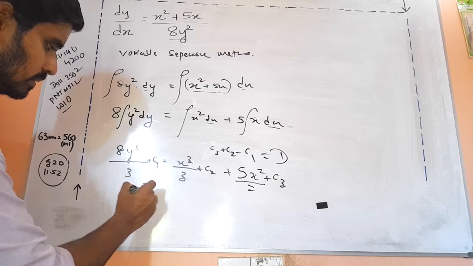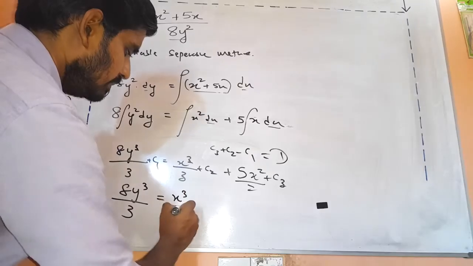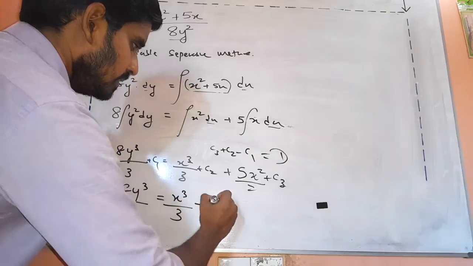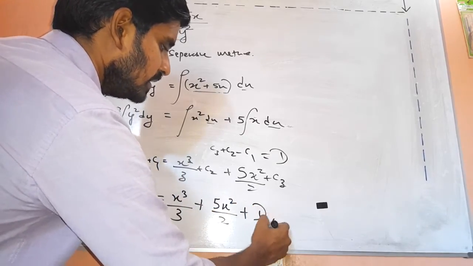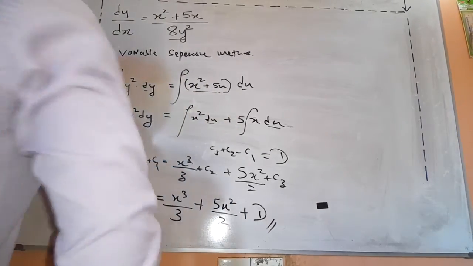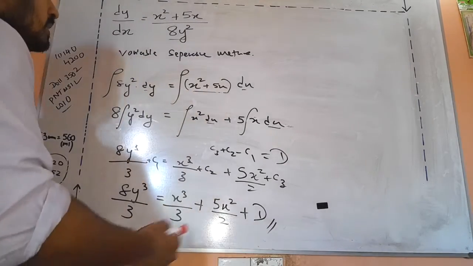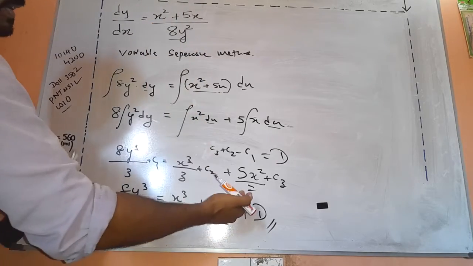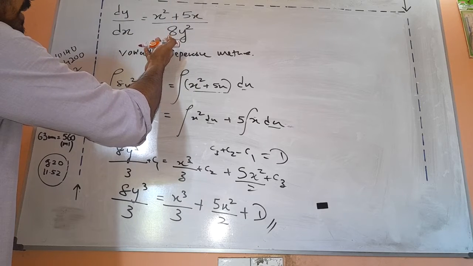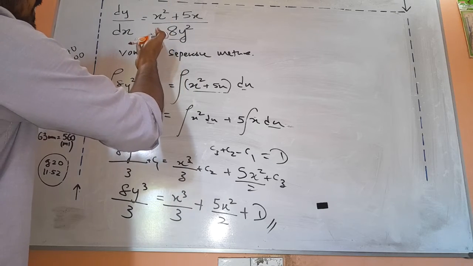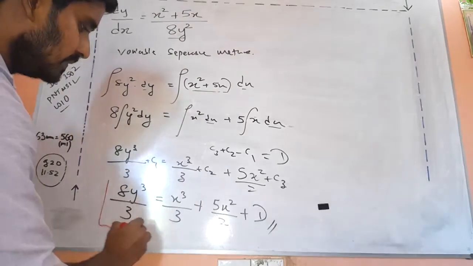8y cube divided by 3 equals x cube divided by 3 plus 5x square divided by 2 plus some constant D. So that is the answer. Now we need to check and confirm that. If we differentiate this, we should get the original equation. What we did was integrate to find the original function, so this is the original function.